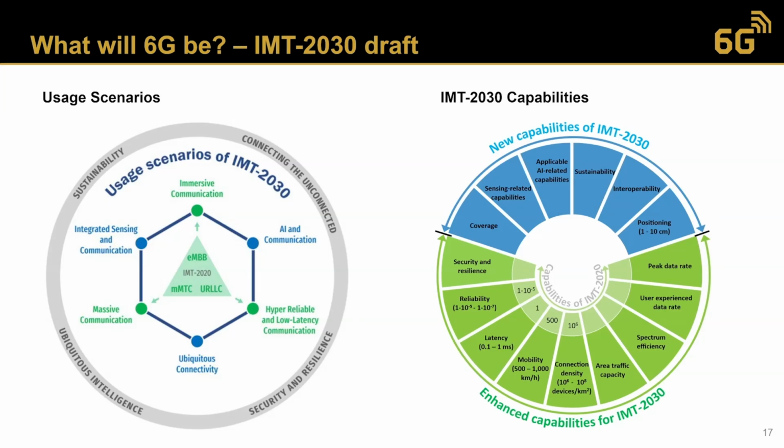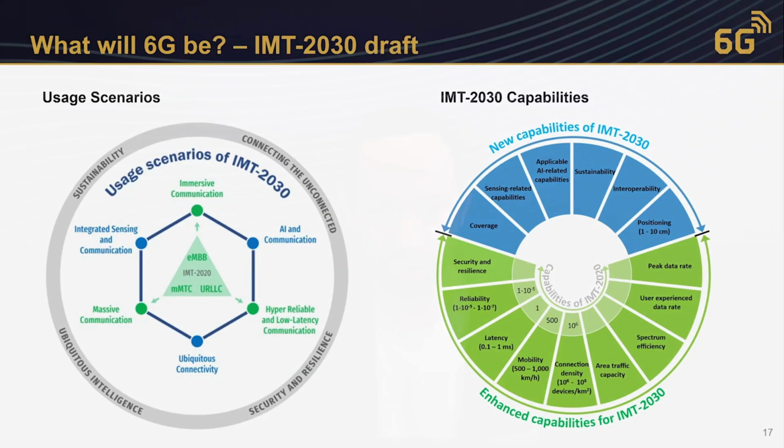stringent requirements. Alongside, there are also new capabilities of IMT 2030, which are not categorized in terms of numbers, but which are more like capabilities in terms of qualities. So for example, sustainability, applicable AI-related capabilities, sensing-related capabilities, positioning, and so on and so forth. So with all these different capabilities, they define what are the operational needs of 6G.